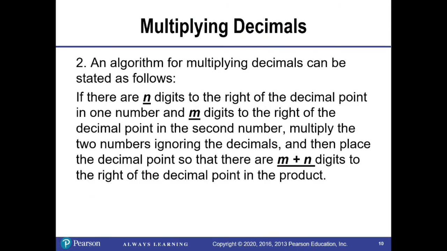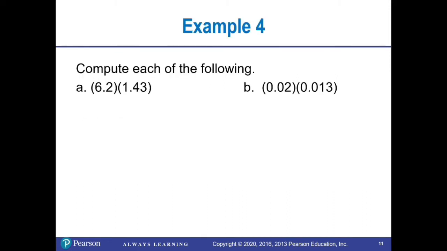Let's look at our algorithm for multiplying our decimals. Our algorithm for multiplying decimals says we look at how many decimal places we have in each of our factors, and we count the total number of decimal places in those factors, and that gives us the total number of decimal places in our final answer. So let's use the algorithm to multiply each of the following. In part A, we have 6.2 times 1.43. To make my multiplication easier, I'm going to write the longer number on the top. And then I multiply just like we learned earlier this semester.